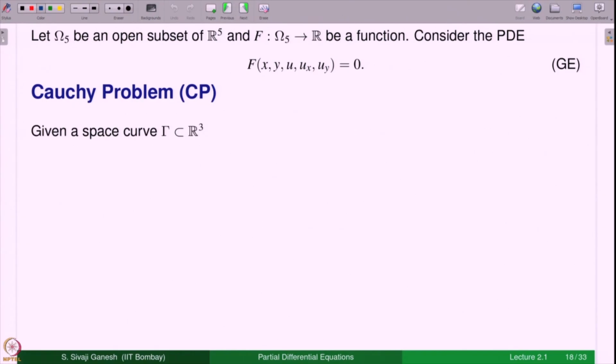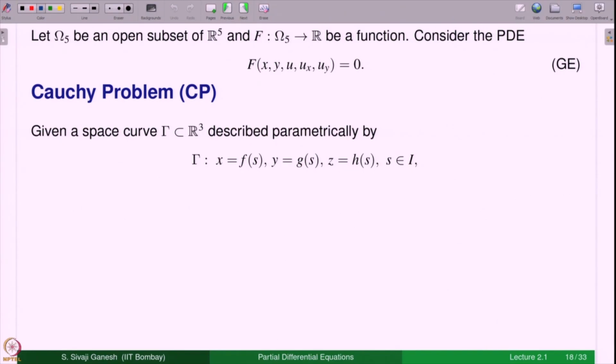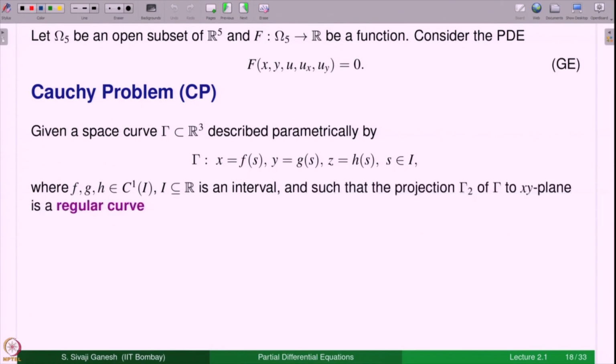Given a space curve gamma in R3, that means you are given a curve in R3 which is described parametrically by x, y, z equal to f(s), g(s) and h(s) as s varies in some interval I, and f, g, h are C1 functions on the interval I, and such that the projection gamma 2 of gamma to the xy plane. Where is gamma? It is in R3. So, it will have xyz coordinates. Now, you project it to the xy plane, you will have xy coordinates, that is x equal to f(s) and y equal to g(s), that is the curve gamma 2.